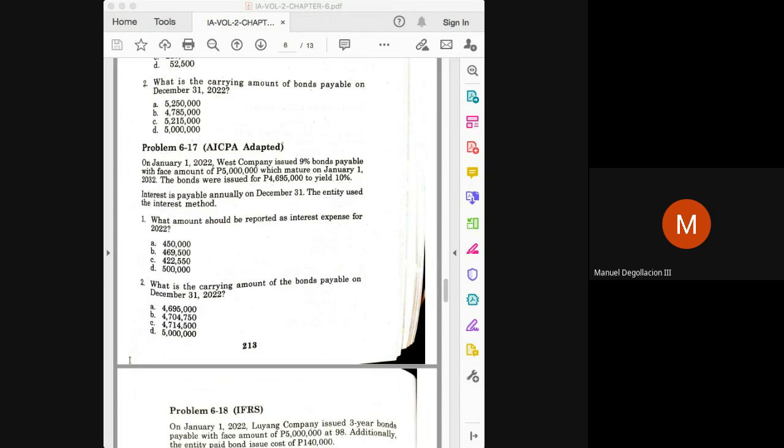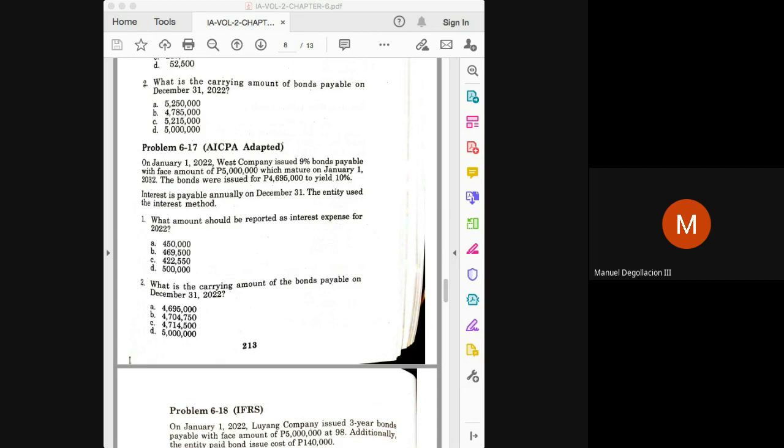Next, let's proceed now to the amount of amortization. How do we get the amortization using the effective interest method? Compare the interest expense with the fixed periodic interest payment. How much is the periodic interest payment here? The face amount is 5 million, and the stated rate, the nominal rate or the coupon rate, is 9%. We do not have to worry about one half here, class, because the interest is payable annually. But please always watch out for problems wherein interest is payable semi-annually. Here we multiply 5 million times 9%.